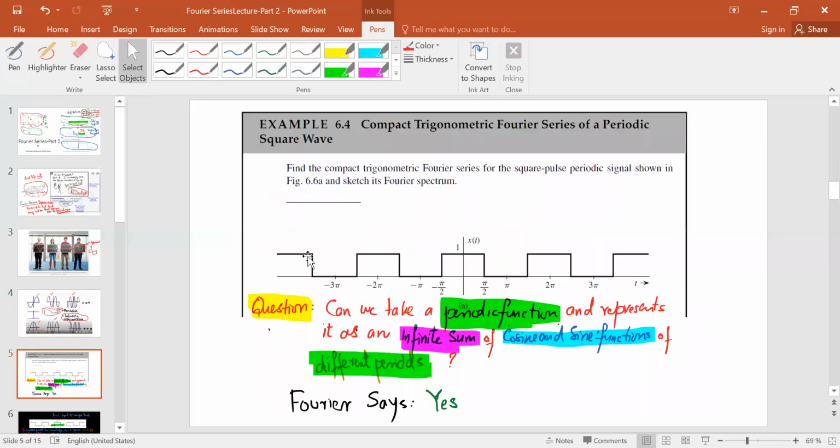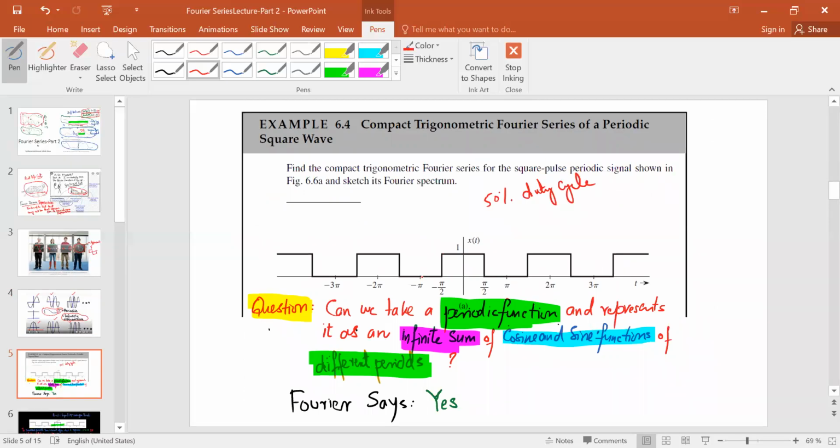Okay, so let's go to an example here, and this example is about a square wave. We are given a square wave, and we are asked to find... Now, why do I call it a square wave? The square wave means that it has almost a 50% duty cycle. Now what is duty cycle?